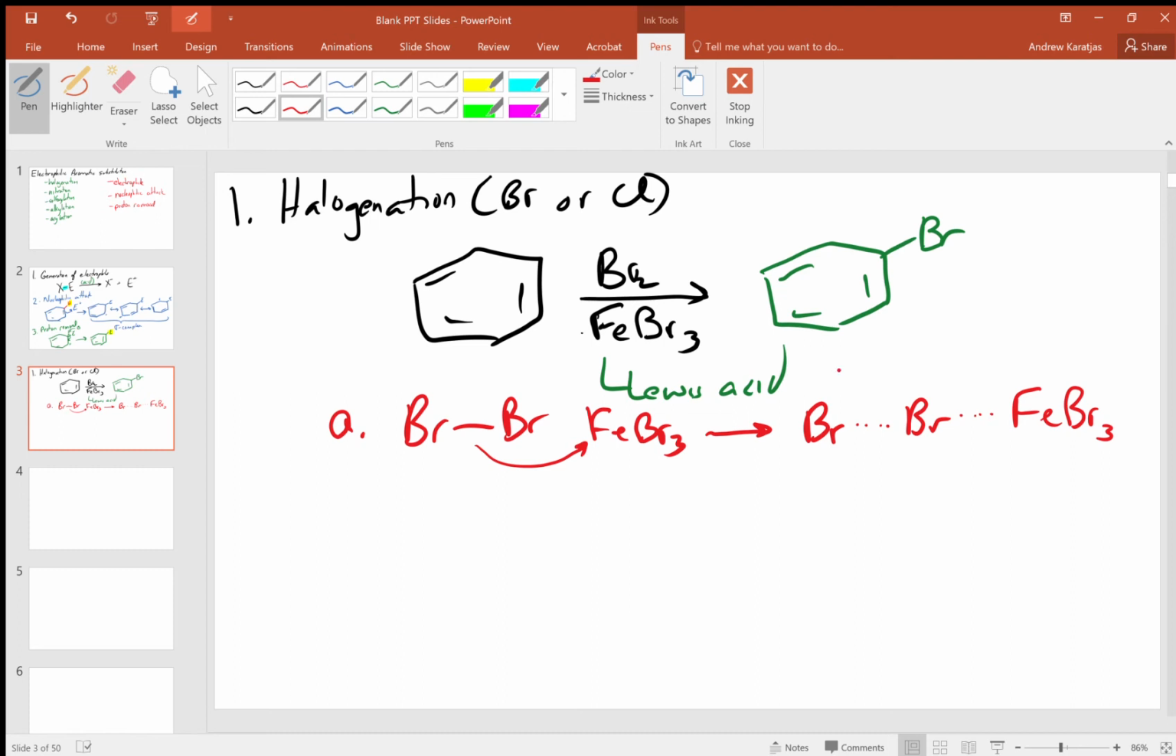What we end up with is partial positive here, partial negative on the iron, and this intermediate that we formed, it's not a bromine cation, but it's going to act as if it is one. And so now we've made a better electrophile, good enough to react with an aromatic ring. So step B is our nucleophilic attack.